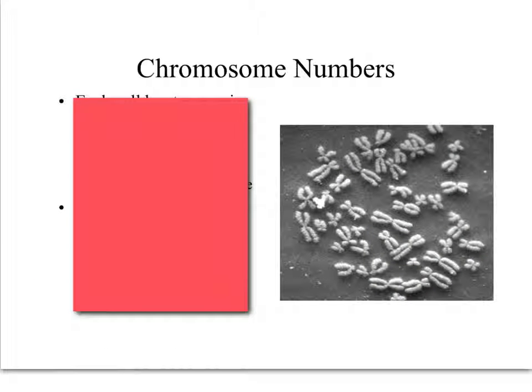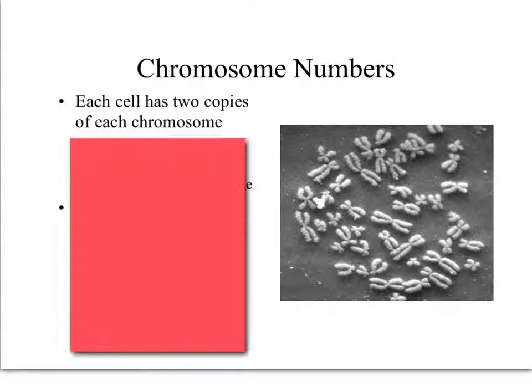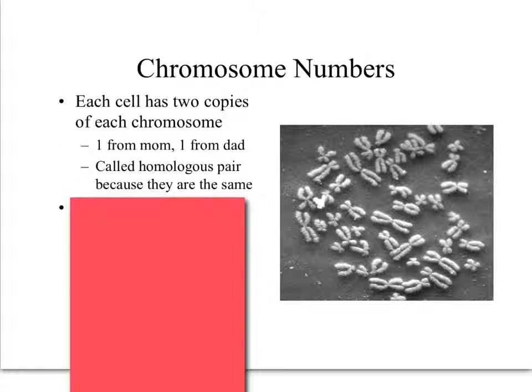Now let's talk a little bit about the numbers of chromosomes that every living individual has. Basically, every cell, at least for animals, has 2 copies of each chromosome. Why would you have 2 copies of each chromosome? Well, you get 1 copy from mom and you get 1 copy from dad. And we call these homologous pairs.